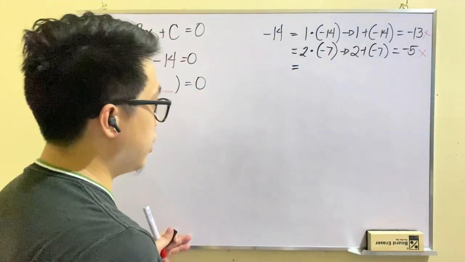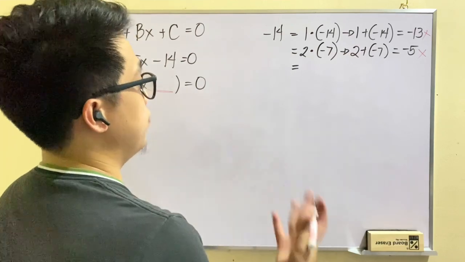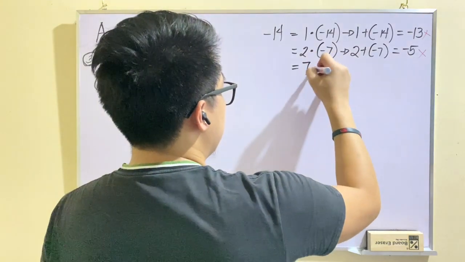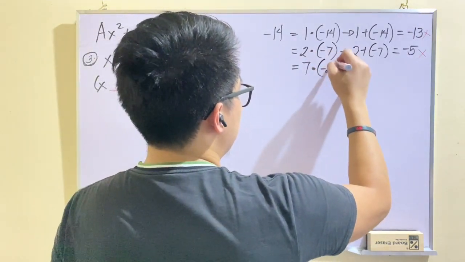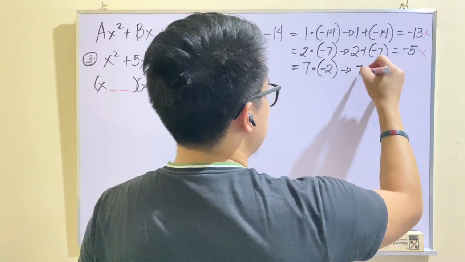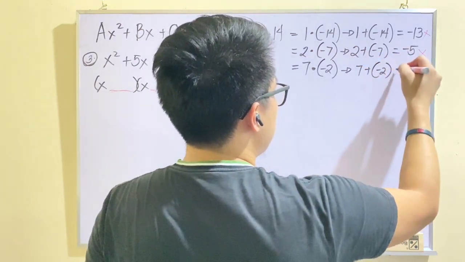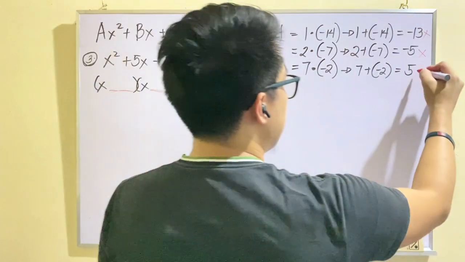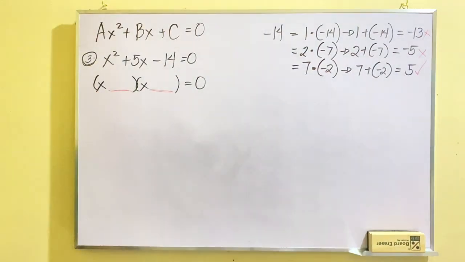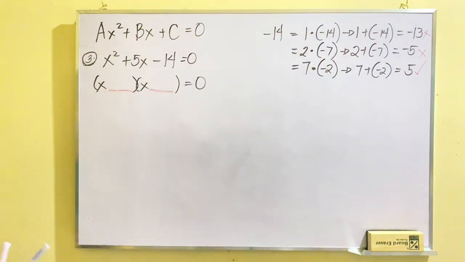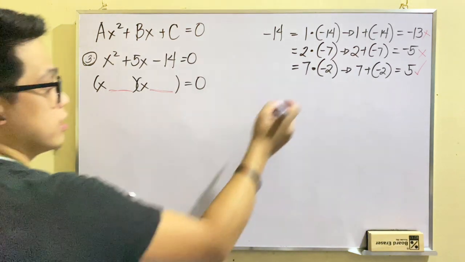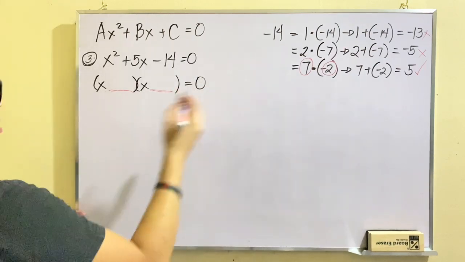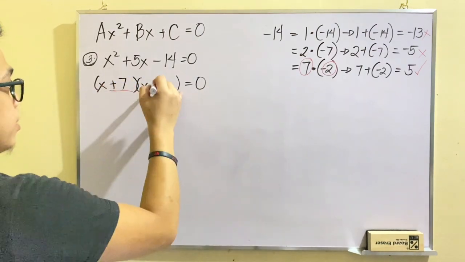Next, ano pa ang factor ni 14? Divisible ba siya sa 3? Hindi. Sa 4? Hindi din. Sa 5? Hindi. Sa 6? Of course, hindi din. So, 7 times negative 2. Kapag pinag-plus natin, 7 plus negative 2 is equal to 5. Positive 5 na siya. Therefore, ito yung ating kailangan. So, anong isusulat natin dito sa ating blanks? So, ang susulat natin is 7 and negative 2. So, positive 7 and negative 2.